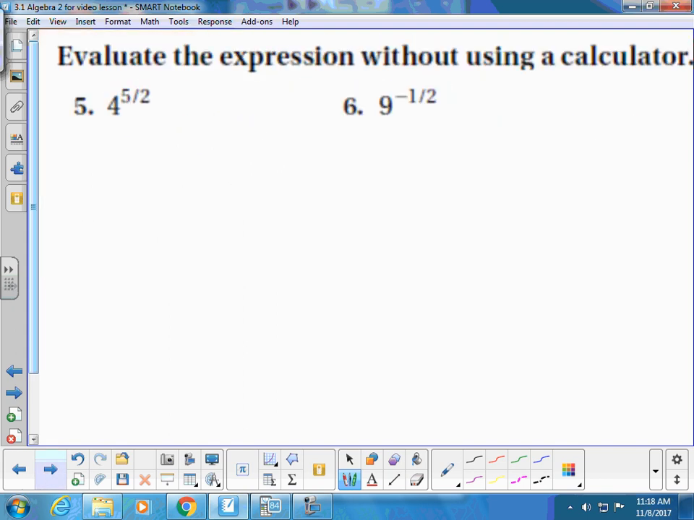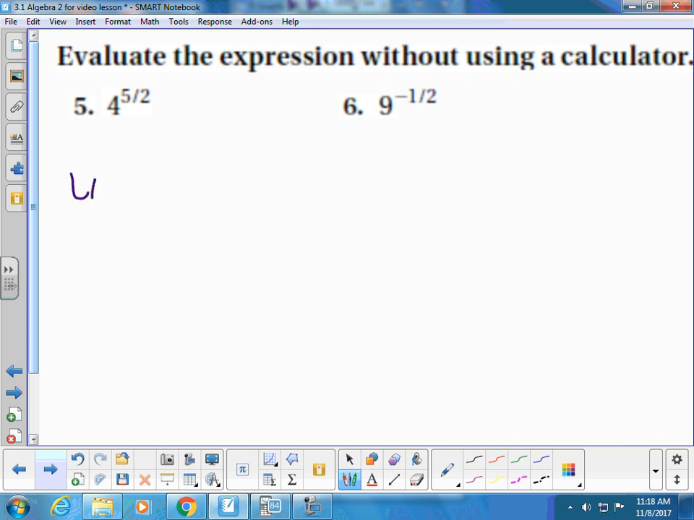All right, this is interesting. They're telling us to evaluate the expression without using our calculator. You're probably looking at this 4 to the 5/2 and thinking, what? There is no way I could do this without my calculator. But you can if you use the tricks that I showed you today.